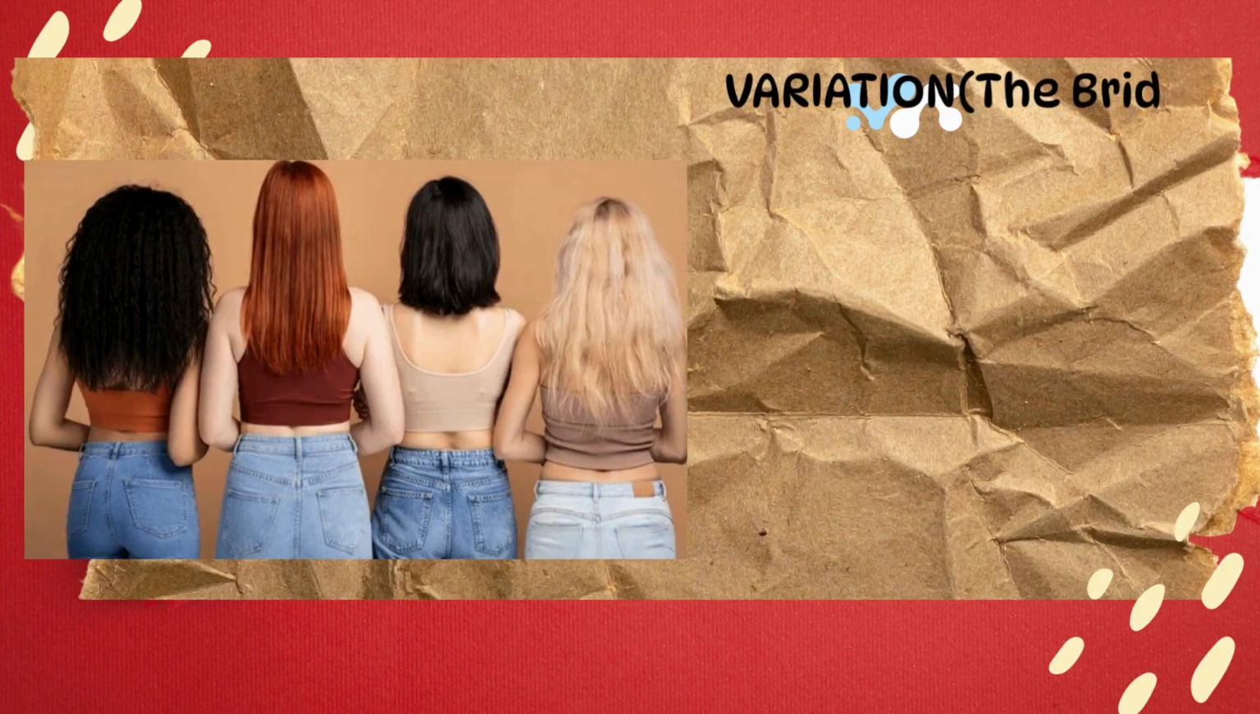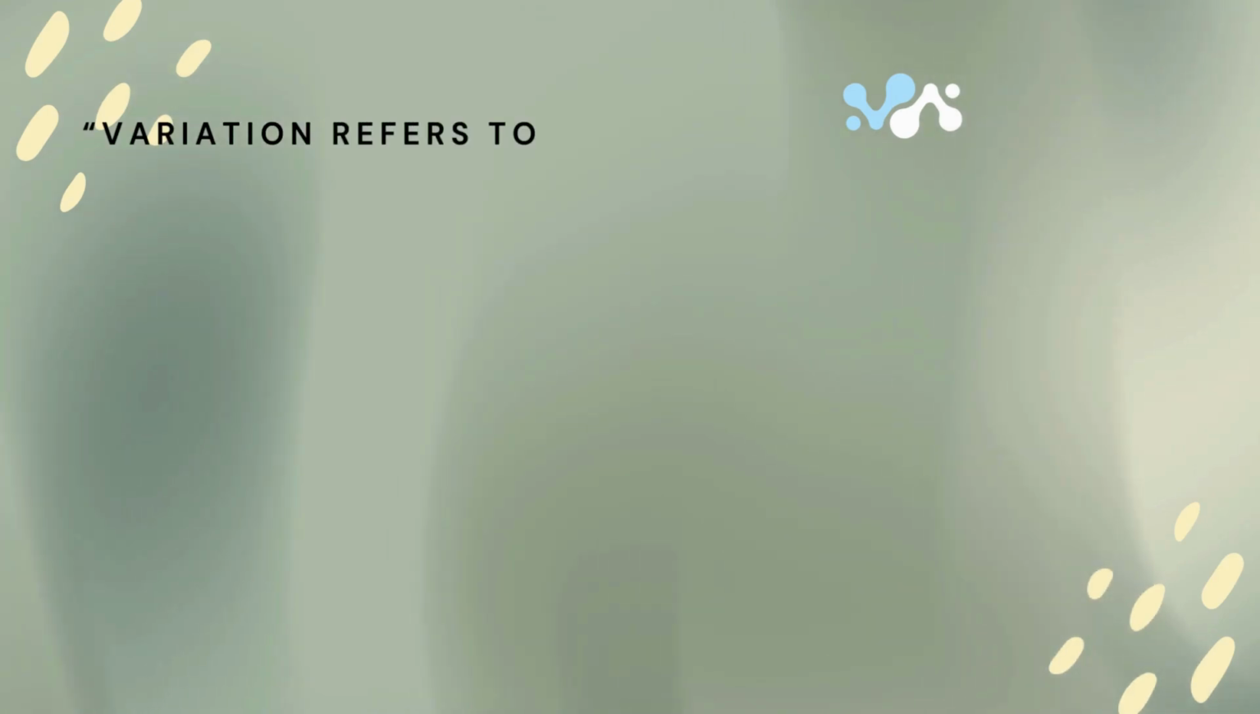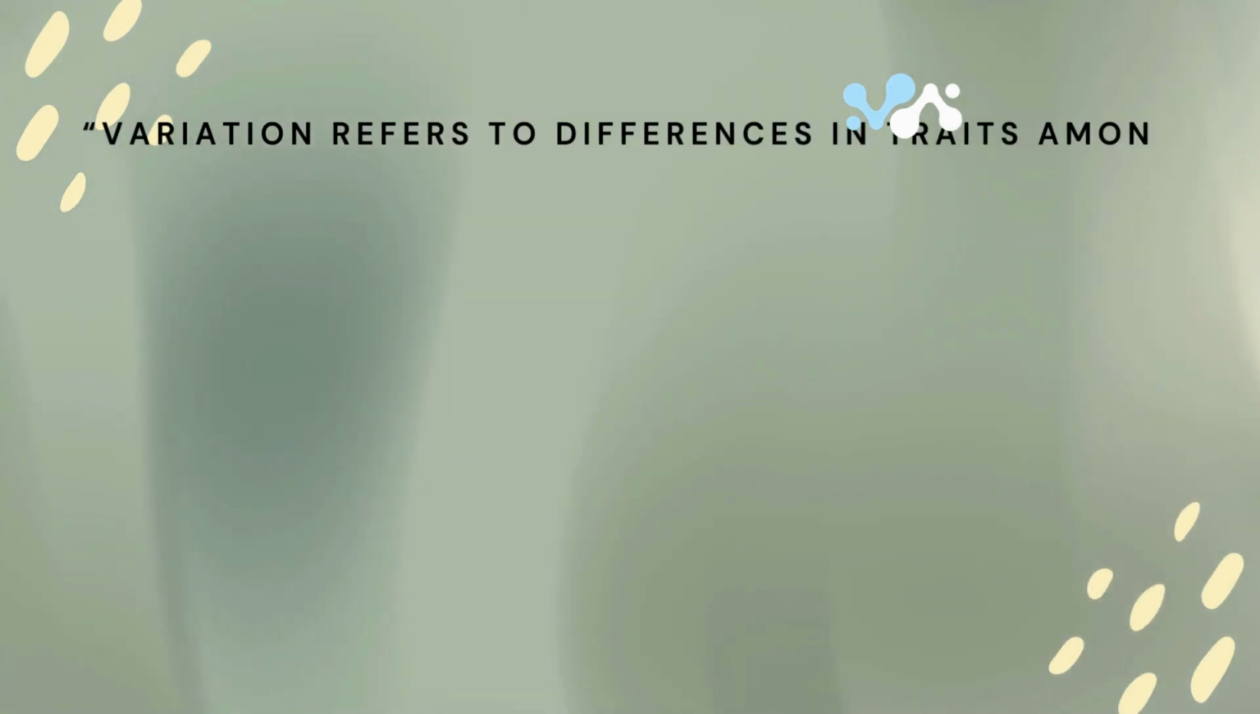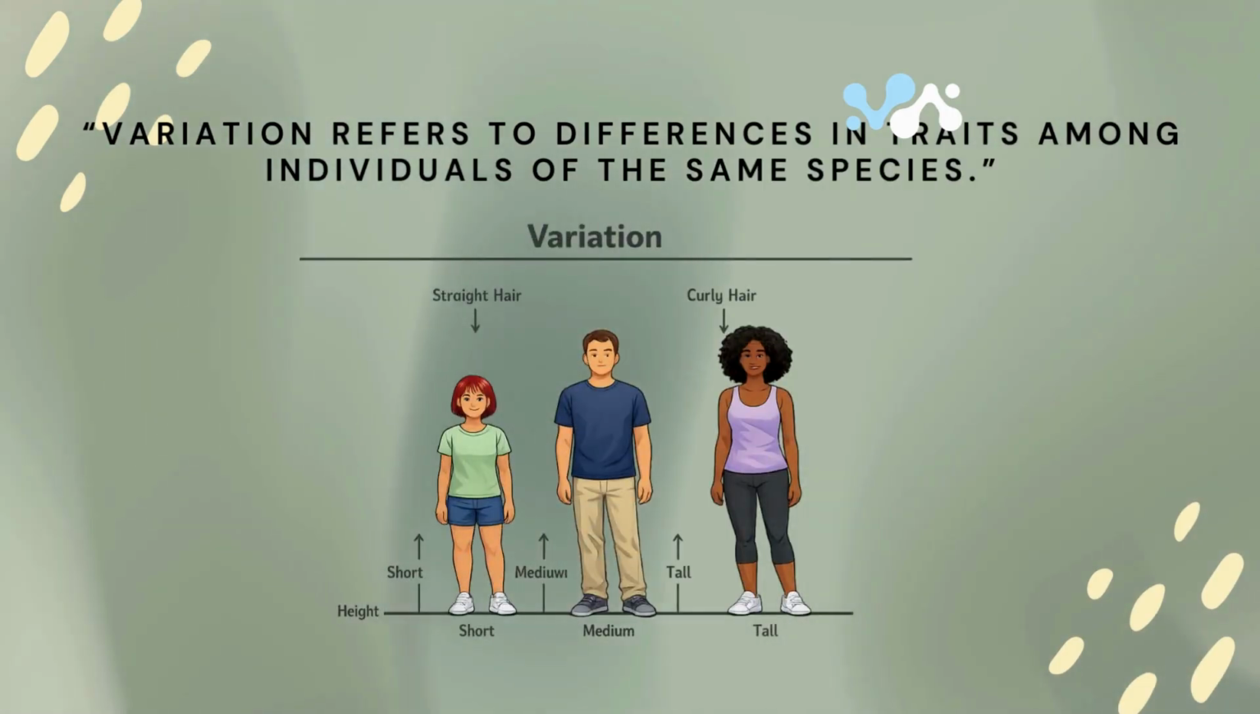But heredity alone doesn't explain everything. Even siblings are not identical. These differences are called variation. Variation refers to differences in traits among individuals of the same species. Variation is essential for survival.